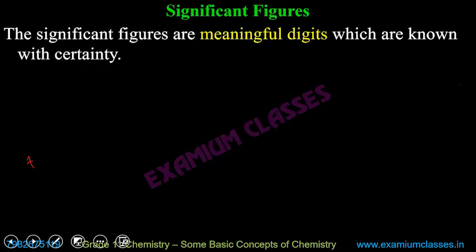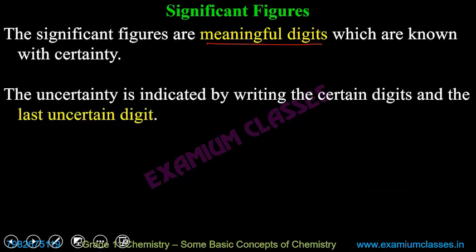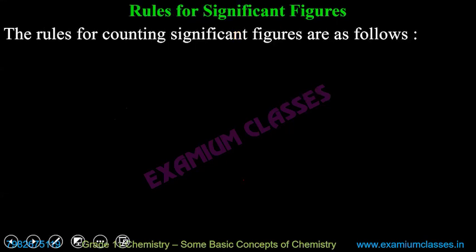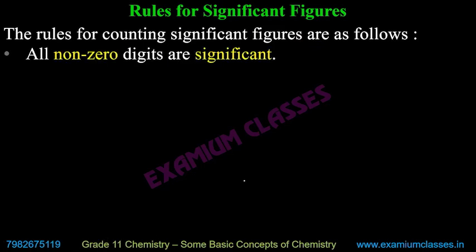Now, significant figures, there are certain rules. Significant figures means we have some meaningful digits which are certain, and one last digit is uncertain. The last digit only is uncertain. Otherwise, all the digits are certain. There are rules, and I hope you remember. If there is still any problem, just stop me and get clarification there.